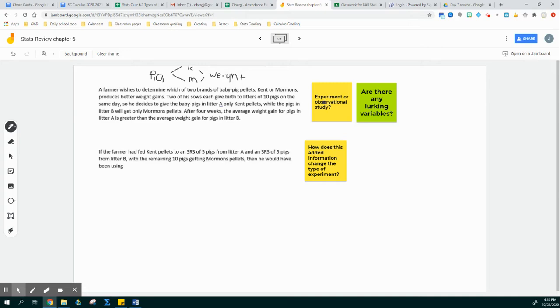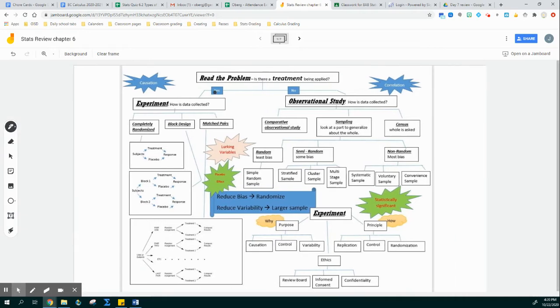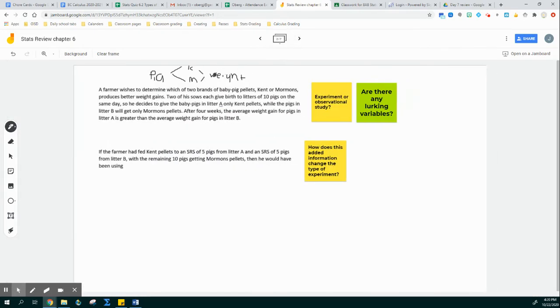So is this an experiment or an observational study? Okay, so the first thing I want to do to decide that is decide, is there a treatment applied? So let's go look at my problem. Was there a treatment applied? Yes, they got these pellets. They got these foods. Okay, so yes, there was a treatment applied, which means it is an experiment. Treatment was applied, it is an experiment.